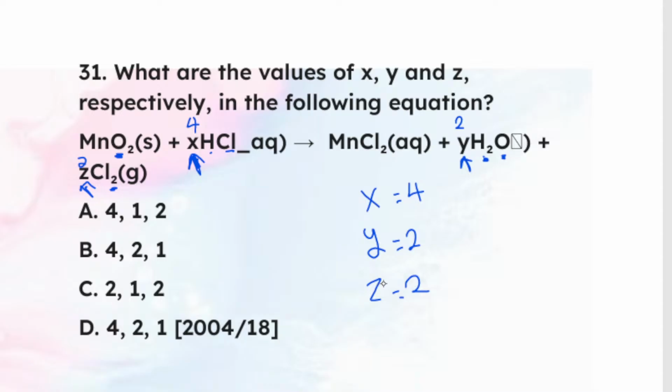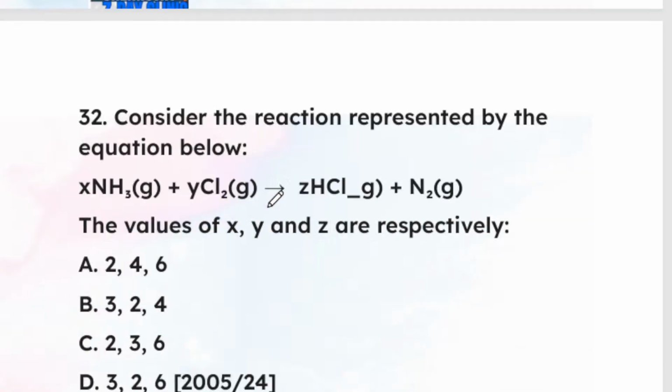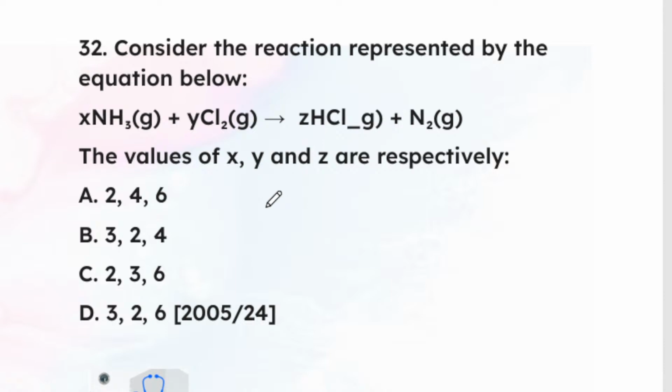Okay, to balance the equation, 4 for x, y is 2, and then z is 2. That was a very simple question. Here's another question with balancing equations again. This time around, we have x amount of ammonia in grams plus y amount of chlorine, also in grams, will give you z amount of hydrochloric acid and nitrogen gas. Again, we have to find the values of x, y, and z.